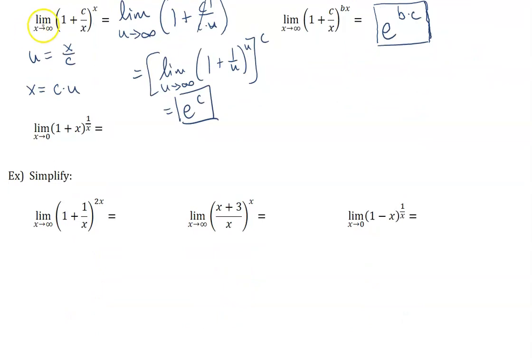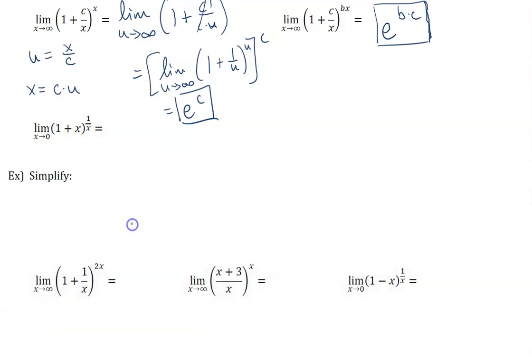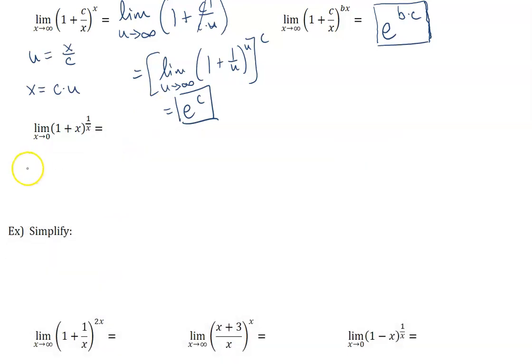Instead of having x approaching infinity, we have x approaching 0. And then on the inside, instead of 1 over x, we have an x. And then we have a 1 over x there. So again, I'm going to use variable substitution. Okay, I'm going to say let u equal 1 over x, or the reciprocal of x.